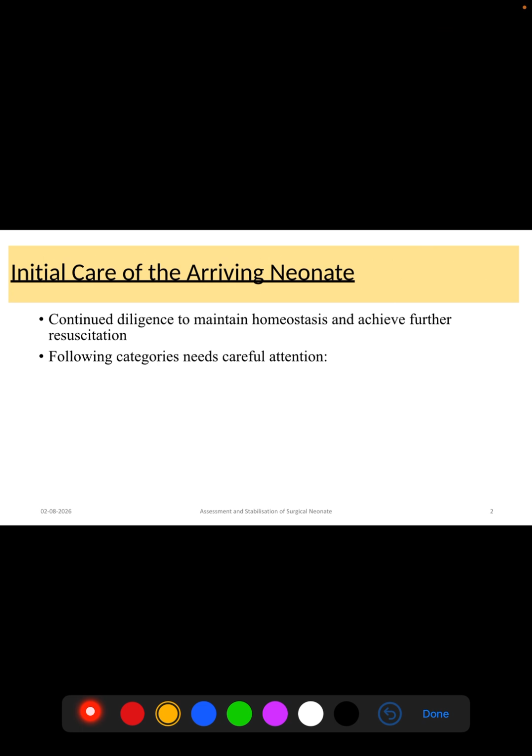Today, we are going to discuss the initial assessment and stabilization of a neonate that we are going to receive in casualty as a pediatric surgery resident. The basic fundamentals that I'm going to discuss, I will discuss all the soft points. Then, I have a few conditions that I'm going to discuss, and there will be a few conditions that will remain that I will discuss as a separate topic in upcoming videos.